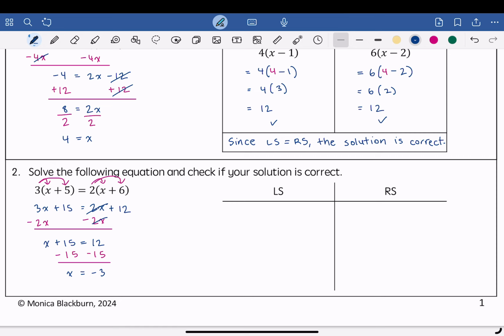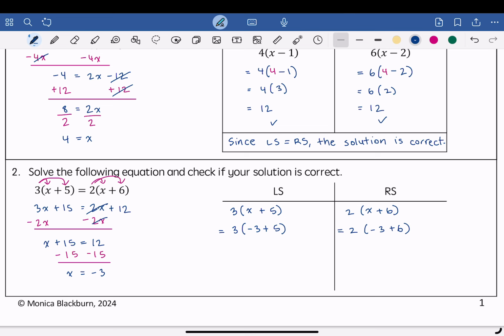So now we're going to do a left side, right side check. Our first step is to rewrite the equation, or you can think of it as rewriting the expression on the left side and rewriting the expression on the right side. Now I'm going to substitute the value of negative 3 into my x value. Same thing on the right side. So it's 2 times (negative 3 plus 6).